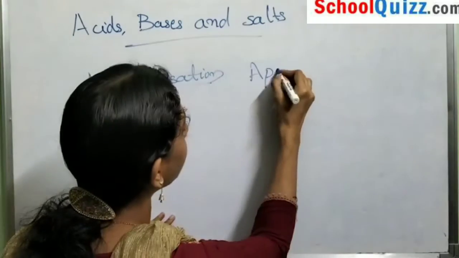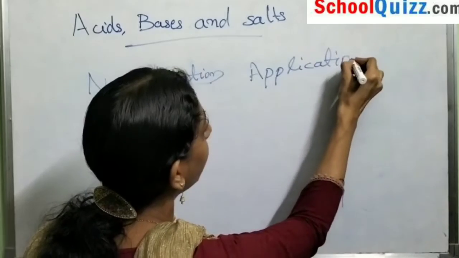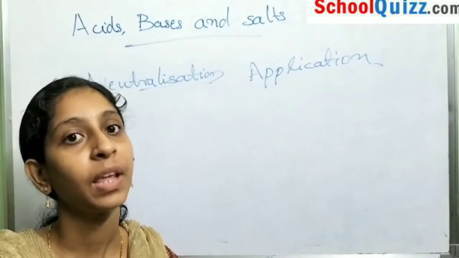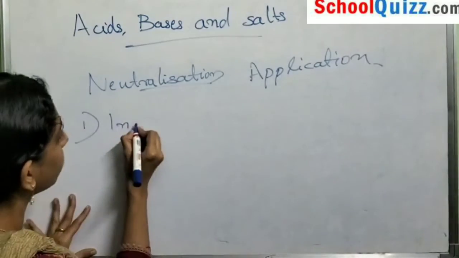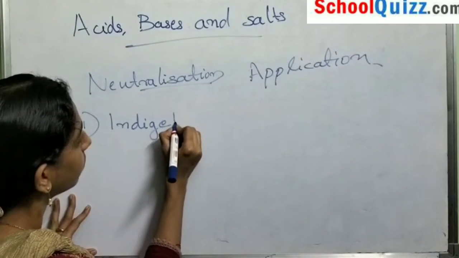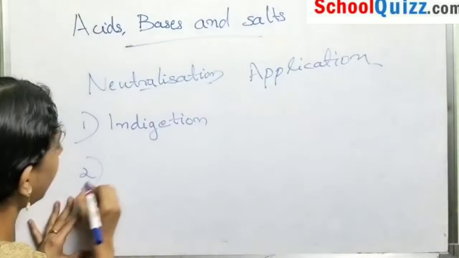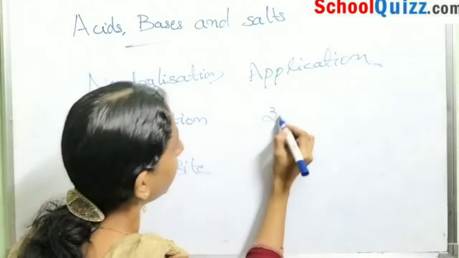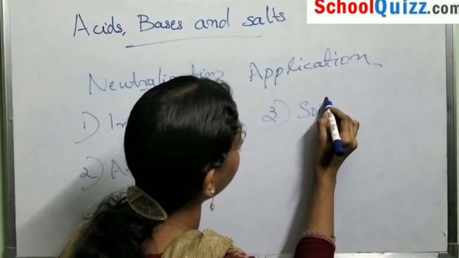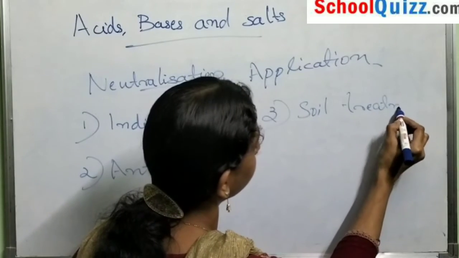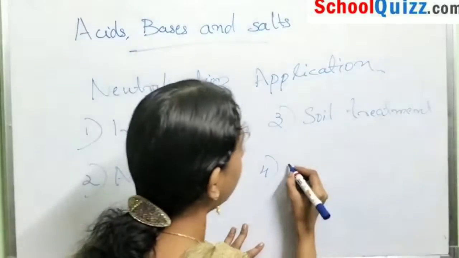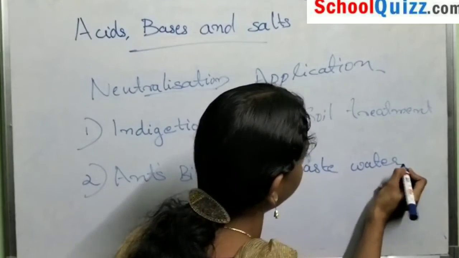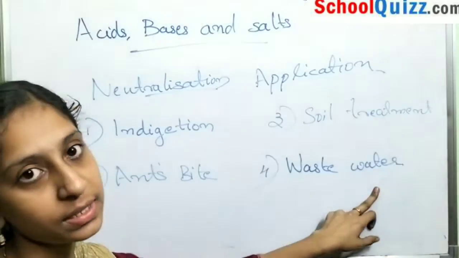What are the applications of the neutralization reaction in our daily life? We can see different applications in our daily life. First one is indigestion. Second one is ant bite. Third one is soil treatment. The fourth one is wastewater.